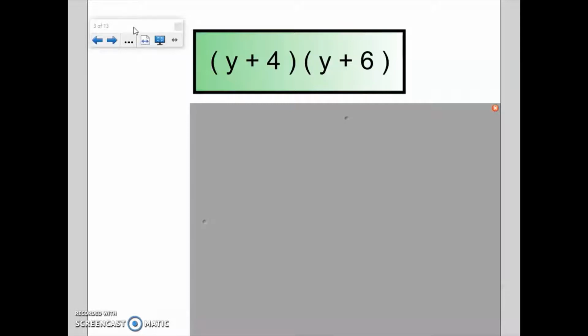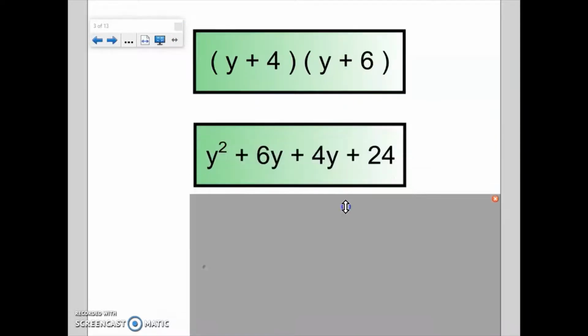Okay, welcome back to the video. Your line of method should look like this. Those are the 4 answers to your 4 multiplications. Y times y is y squared. Y times 6 is 6y. 4 times y is 4y, and finally 4 times 6 is 24.